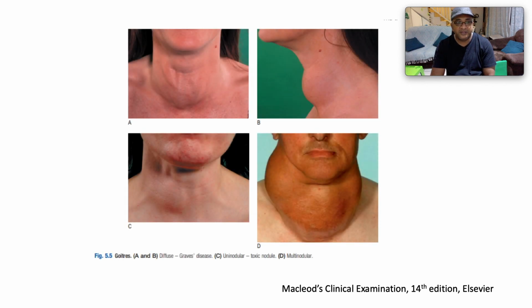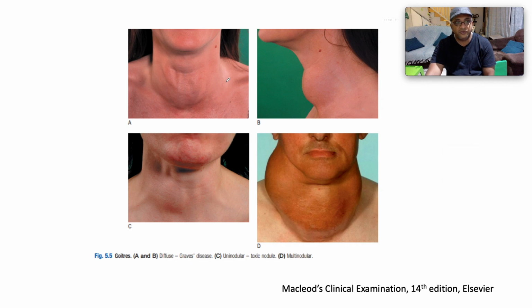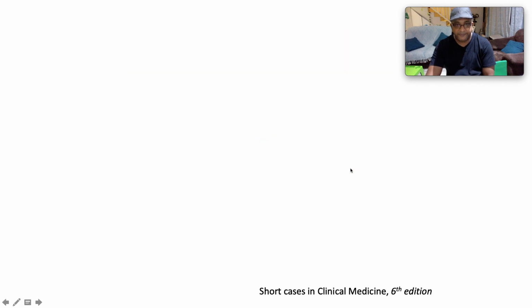All right, so here we can see a whole lot of different kinds of goiters. Here we see diffuse enlargement of the thyroid gland. This is the anterior view, this is the lateral view, versus a uninodular toxic goiter here, which is the toxic nodule, and this is multinodular, a multinodular goiter.